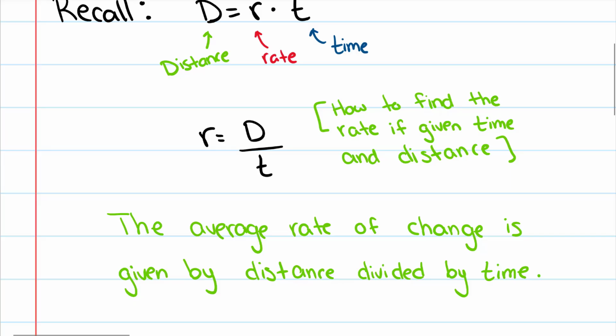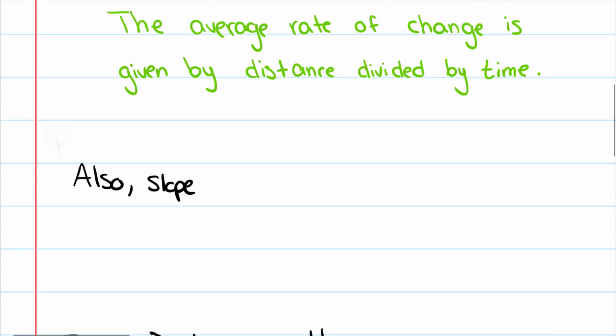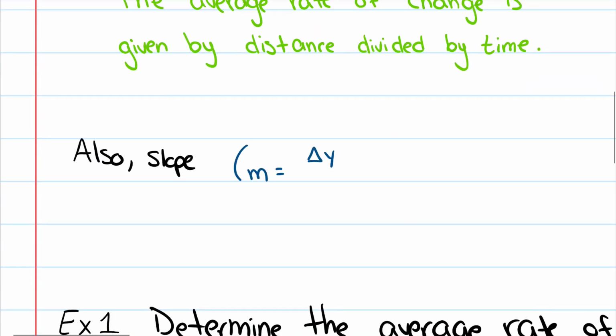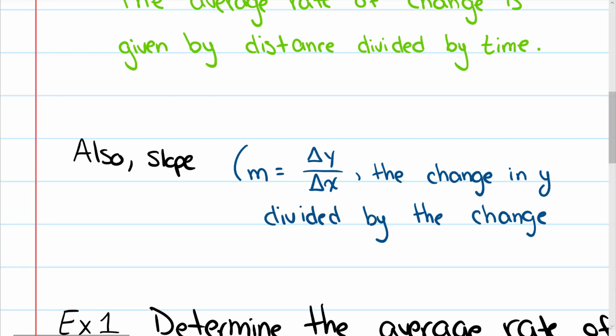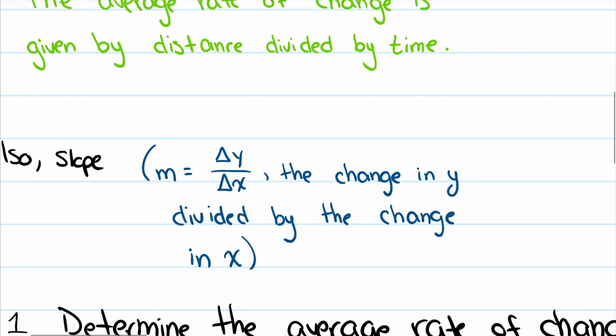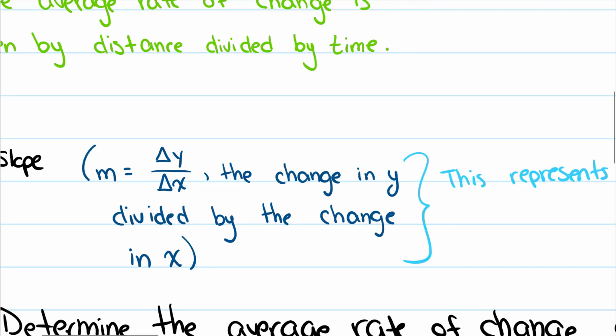So now we're going to talk about how to relate slope in terms of distance and average rates. So slope is again the change in y divided by the change in x. This is another way that we can actually represent average rate of change.